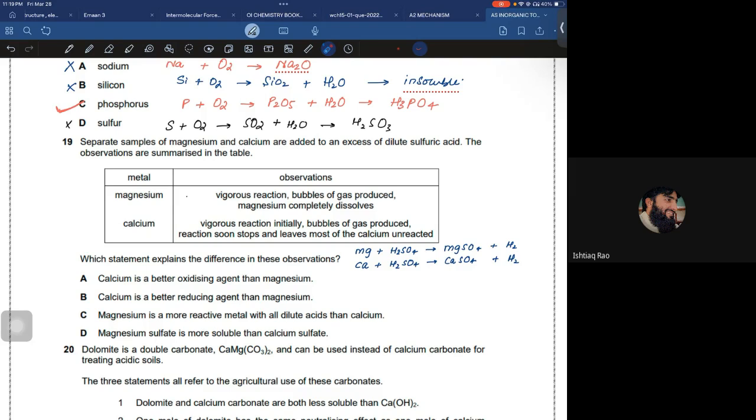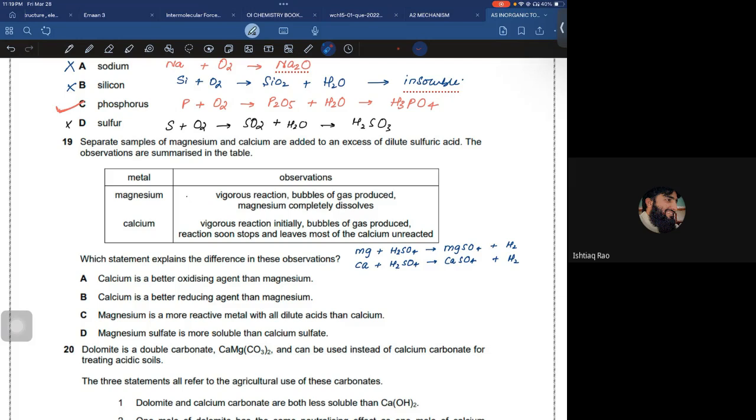Generally, calcium is more reactive than magnesium. They are in group 2, of course. When we go down the group, the reactivity increases, because calcium has more shells as compared to magnesium. The proton number for calcium is 20, with 2, 8, 8, 2, so 4 shells, and magnesium has 3 shells. So calcium's outer electron is far away from the nucleus. That's the reason it's more reactive than magnesium.